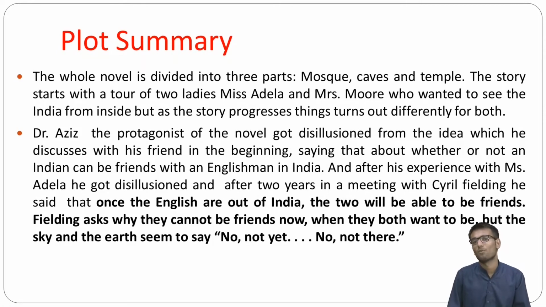The two men go for a final ride together before Fielding leaves, during which Aziz tells Fielding that once the English are out of India, the two will be able to be friends. Fielding asks why they cannot be friends now, when they both want to be. But the sky and the earth seem to say no, not yet. No, not there. So friends, this is the storyline of the novel A Passage to India, in which the final lines depict that they cannot be together.